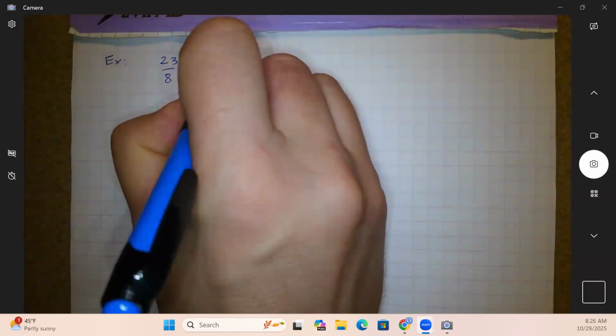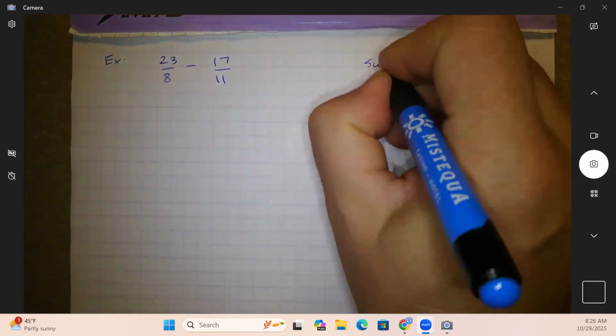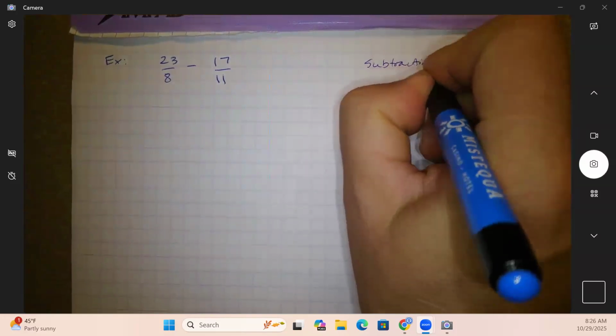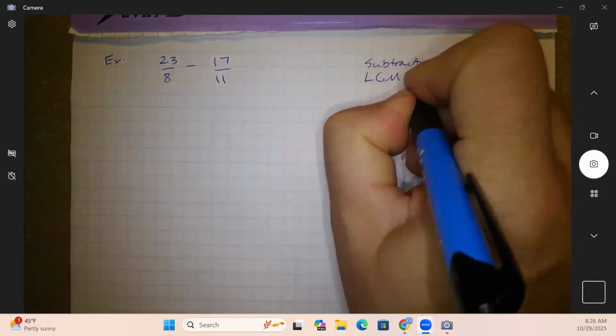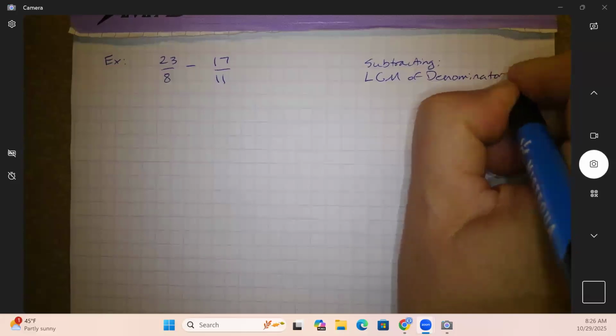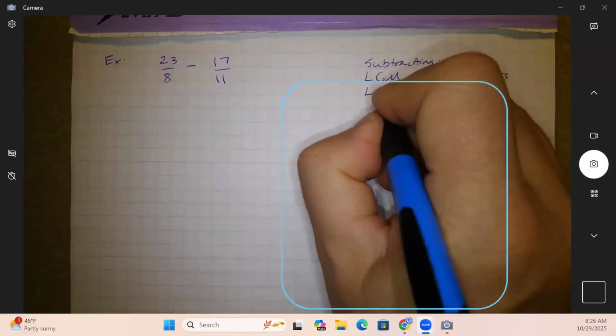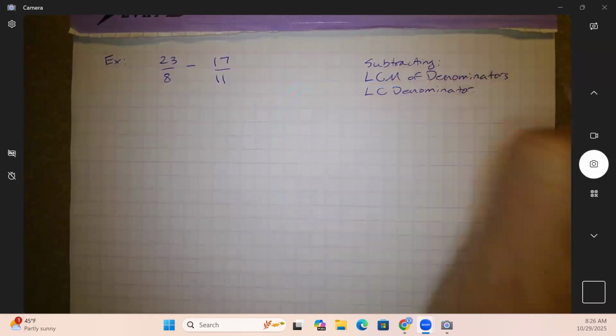Okay, let's do 23 over 8 minus 17 over 11. So here I'm subtracting. That's not what's really new. That's not the important part. The more important part is the least common multiple of the denominators, which the book actually calls the least common denominator, which is fine.